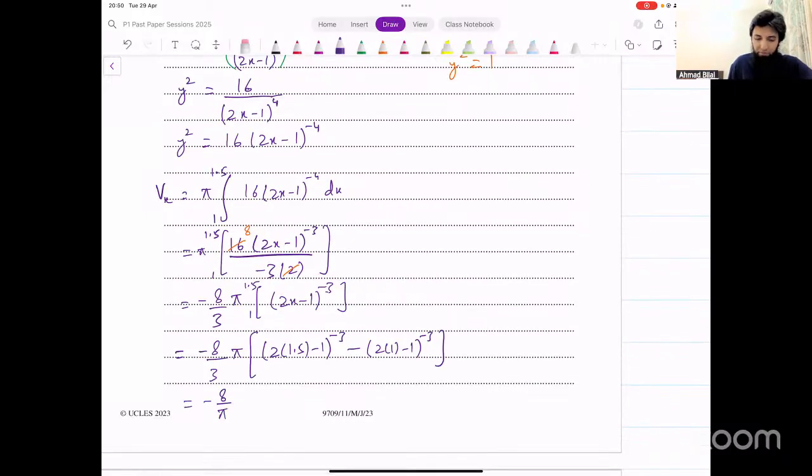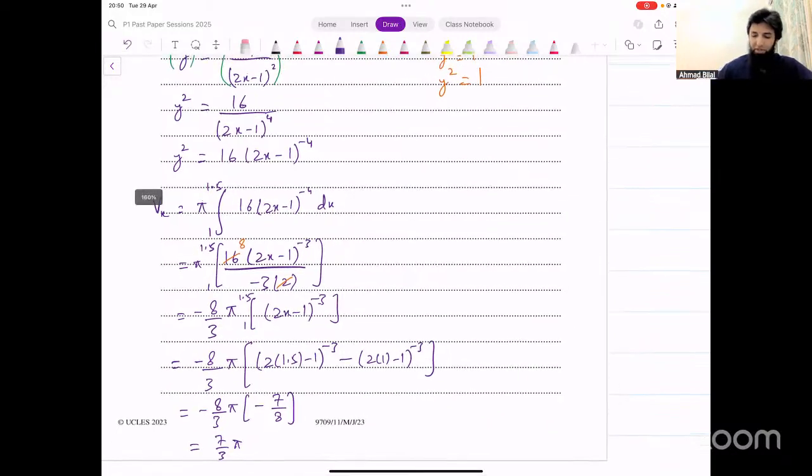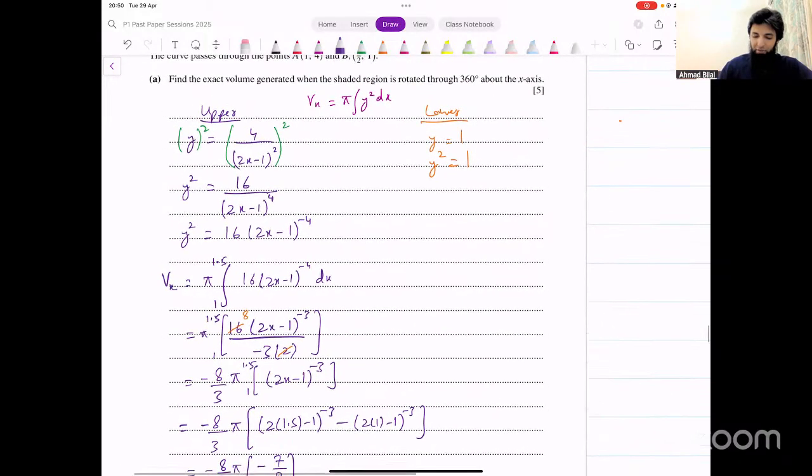Minus 8 over 3 pi times what? Inside, you have 2 raised to power minus 3. That's 1 over 8 minus 1. That will become minus 7 over 8. And that evaluates to 7 over 3 pi. Right, that's the volume that we get, 7 over 3 times pi. Okay, that's what you get from the first part of this working.